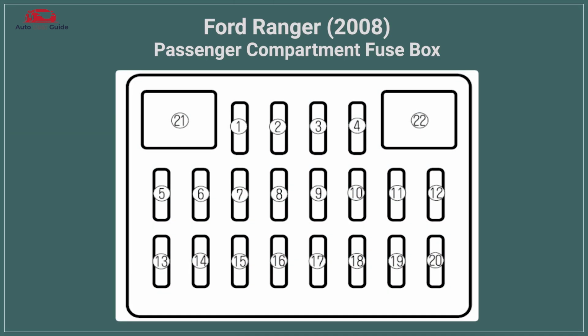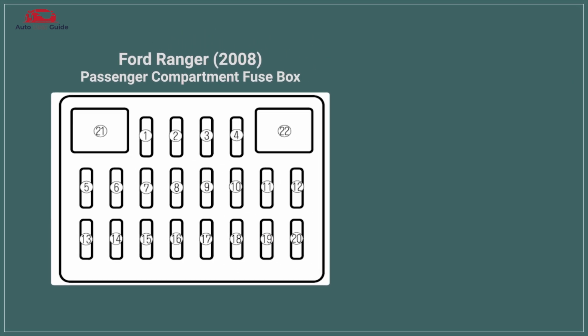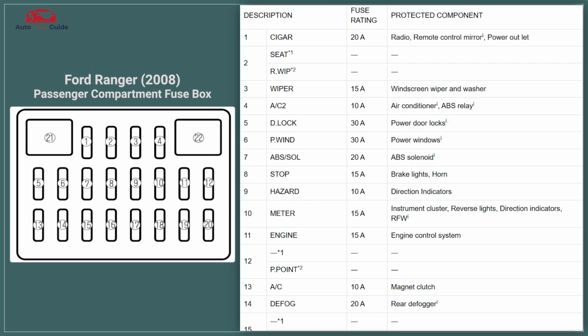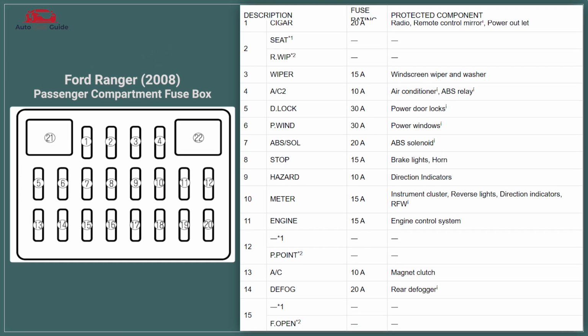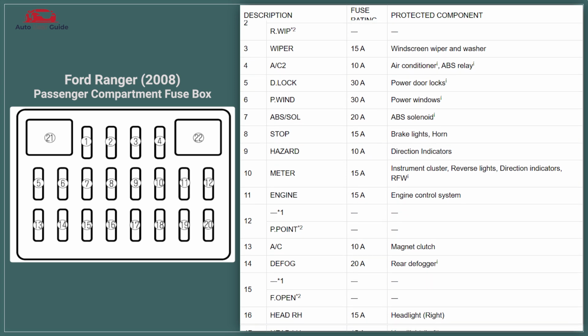The passenger compartment fuse box in a 2008 Ford Ranger controls and protects circuits for interior features like lights, audio system, and power accessories.